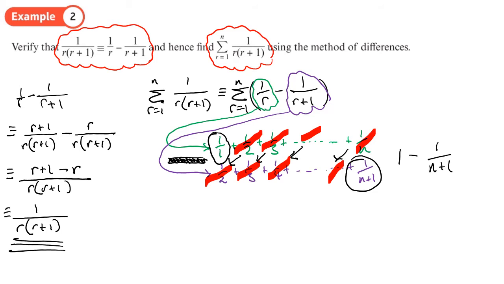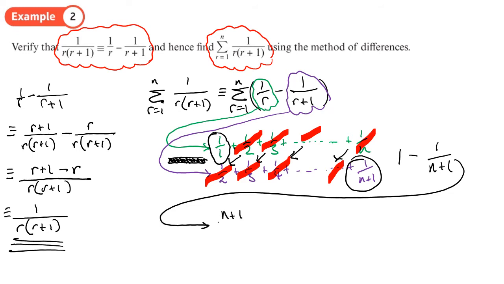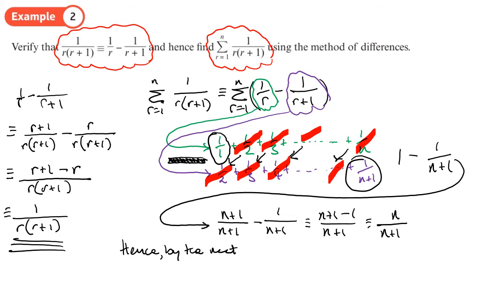All we're going to do now is just tidy that up, put it over one denominator. So 1 we can write as (n plus 1) over (n plus 1), that's the number 1, minus 1 over n plus 1. They can go together to give you (n plus 1 minus 1) over (n plus 1). It's just tidying up really. So that just leaves you with n over n plus 1. So we could even write down, hence, by the method of differences, the sum of 1 over r(r plus 1) equals n over n plus 1.